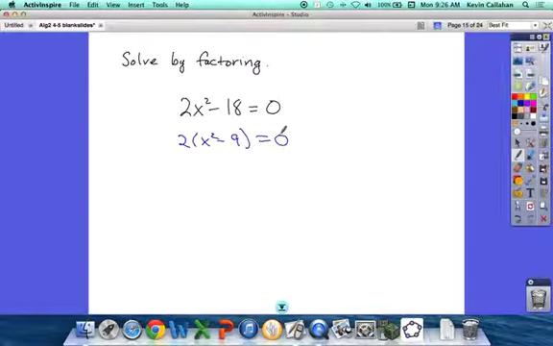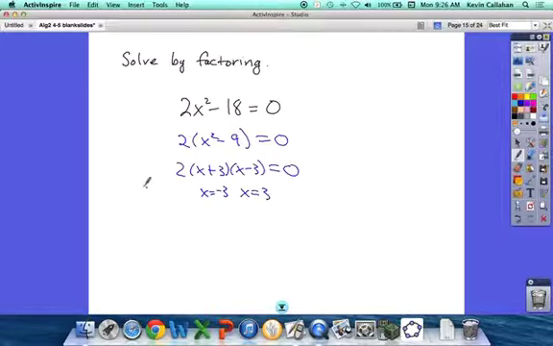And then what kind of factoring can you do inside the parentheses? It's a difference of squares. X squared minus 9, right? 2 times x plus 3 times x minus 3 equals 0. So what would be the answers looking at that? Okay, x equals negative 3, and x equals 3.